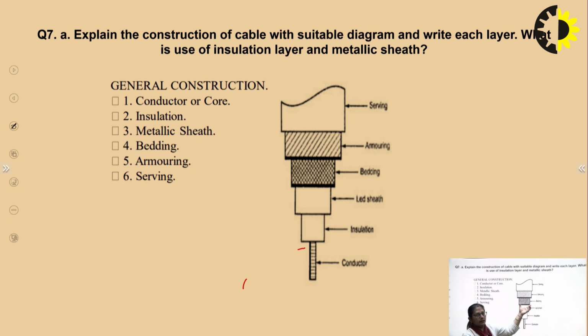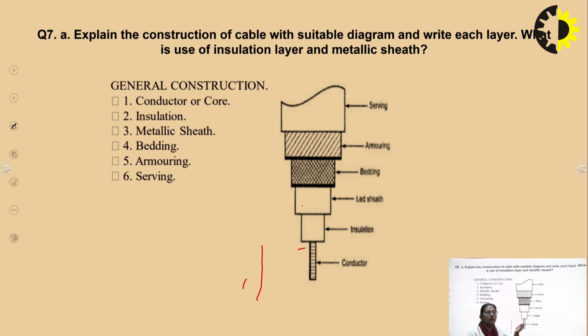Then the bedding is provided because the lead sheath is already there, right? And to provide better insulation between the lead sheath and the armoring, the bedding is done. This is generally done with the help of fibrous material like jute or impregnated paper, right? Then armoring, it is the steel armoring. Generally, it is steel armoring which is done.